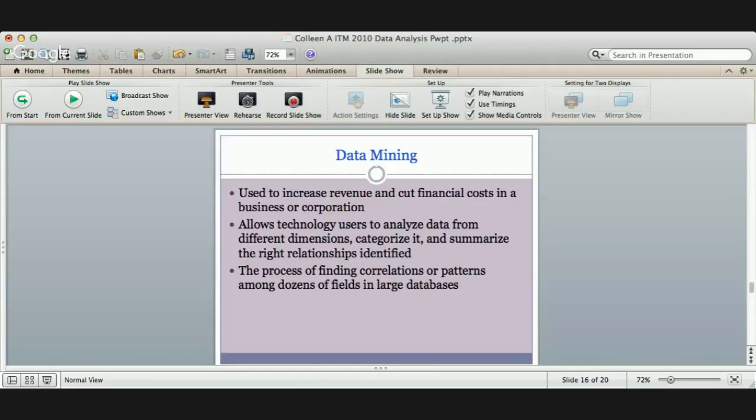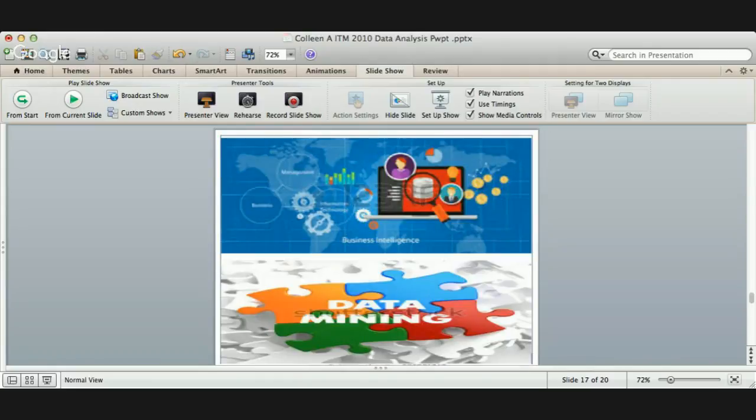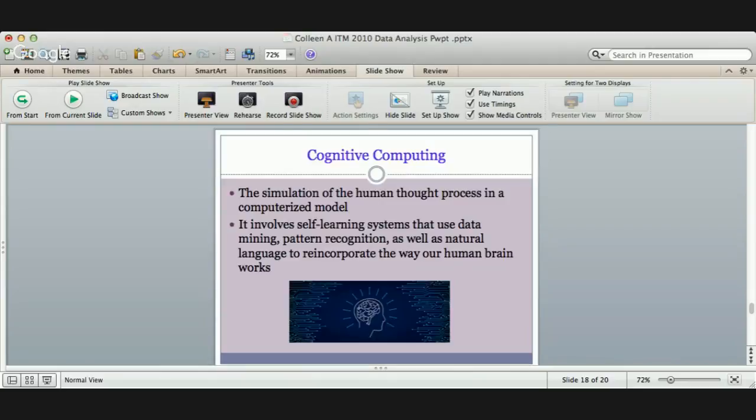It allows technology users to analyze data from different viewpoints and dimensions to categorize that data and summarize it with the right relationships. It's the process of finding correlations or patterns among dozens of fields in large databases. Here's a picture of data mining.